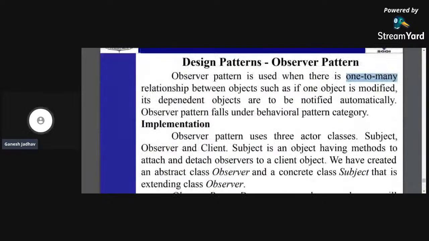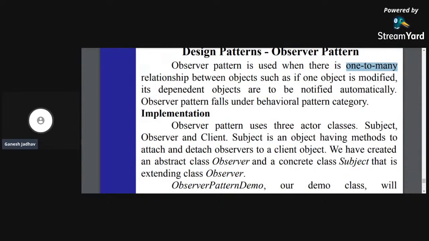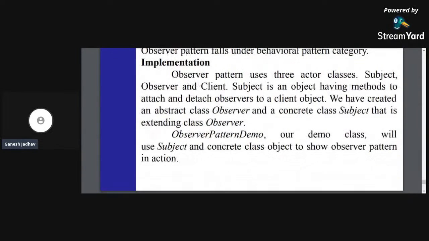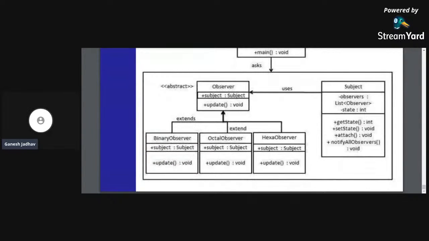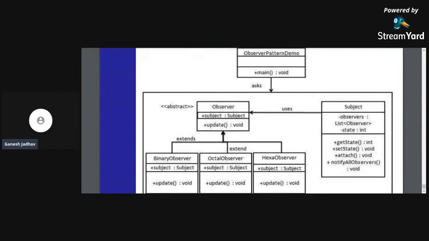Whenever one object is modified, its dependent objects are also notified. This actually happens because whenever an object is dependent upon the modified object, it is automatically notified. Why automatically notified? Because it is functionally dependent upon the modified object.